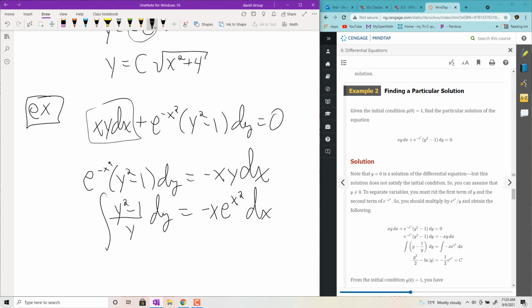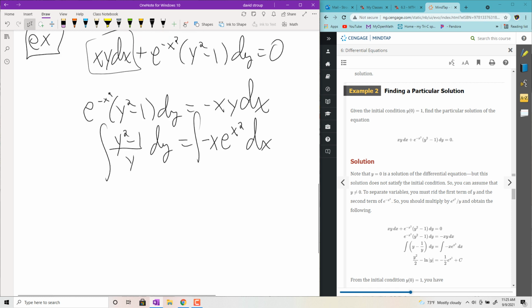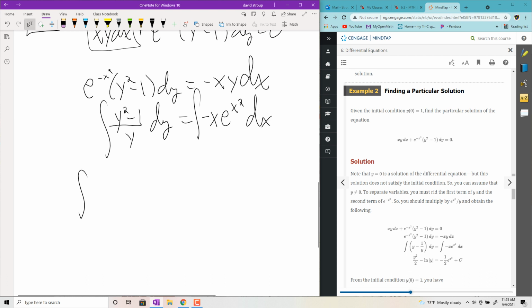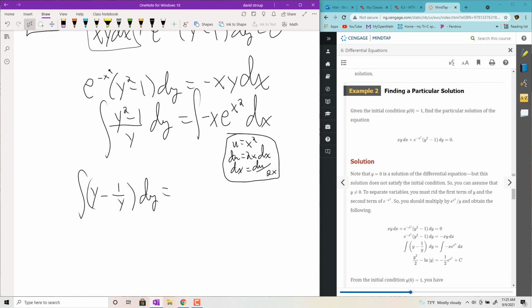And then you integrate on both sides. On the left side, I'm going to cut that integral into two parts. y squared over y is y, minus 1 over y. So I'll be able to integrate that. On the right side, you're going to need a u sub for x squared. So du is 2x dx, and so dx is du all over 2x. Okay. I'm going to pull that negative out front right off the bat. There's an x, there's e to the u, and then there's du all over 2x.